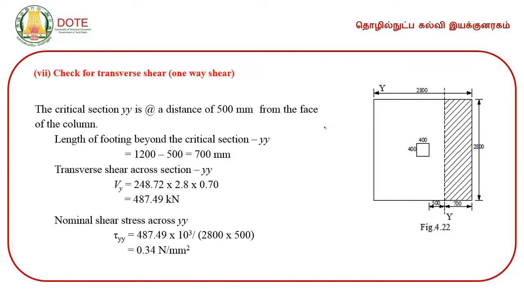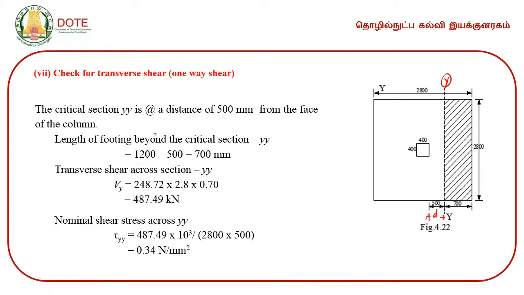And here comes the check for transverse shear, and the critical section for transverse shear lies at a distance of d from the face of the column. So, from this sketch, this is the face of the column and this is the distance d. Now, y shows the critical section for shear, and that means whatever shear force is generated in the hatched area should be resisted by the area across this y line.